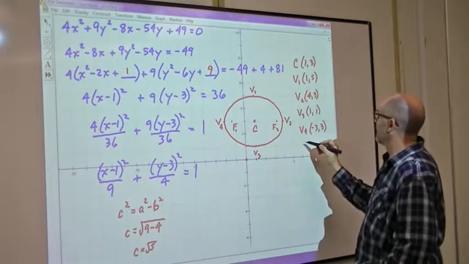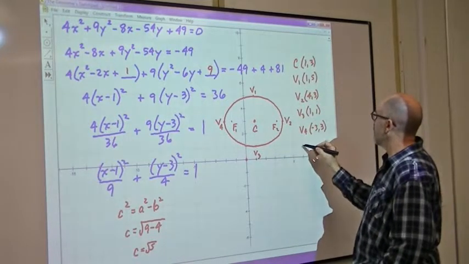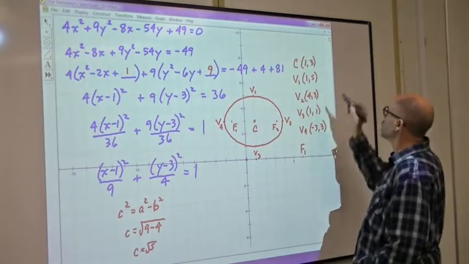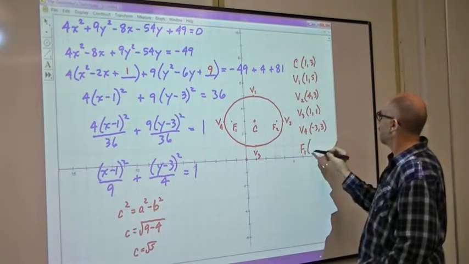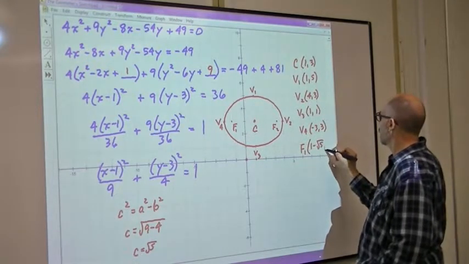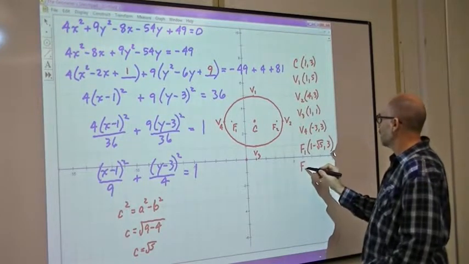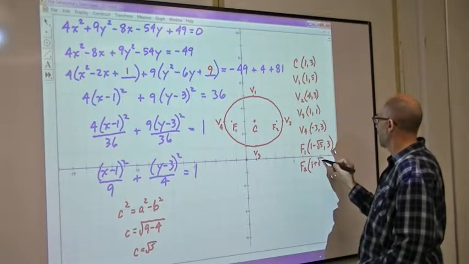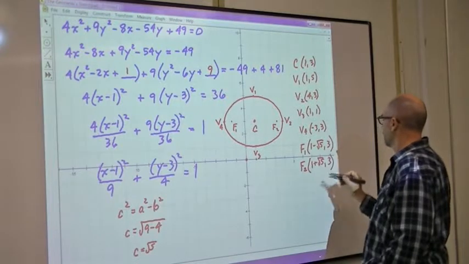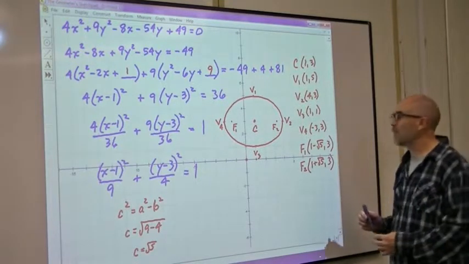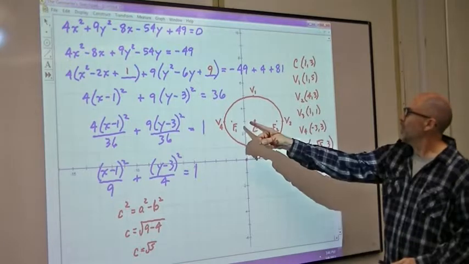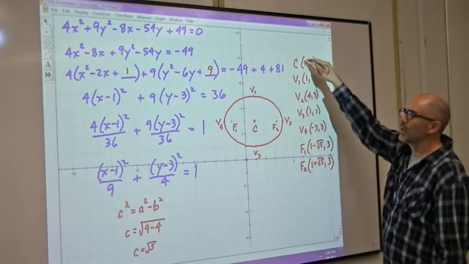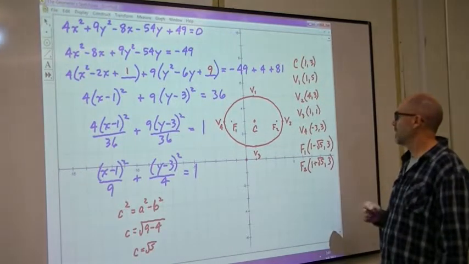Now, the center is 1, 3. So that means focus 1 is going to be the square root of 5 short of 1. So that's going to be 1 minus square root of 5, comma 3. And focus number 2 is going to be 1 plus the square root of 5, comma 3. So notice how we list the foci: they're on the horizontal axis, so we're either adding or subtracting to the x value of the center. That's always going to be the case.